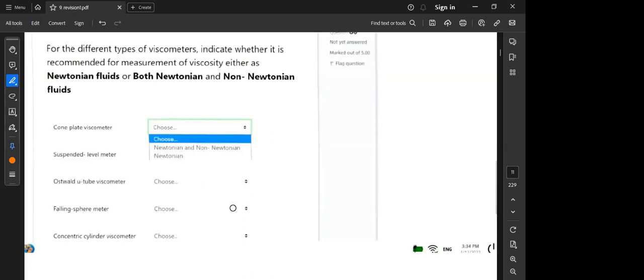For the different types of viscometers, indicate whether it's recommended for measurement of viscosity of Newtonian fluids or both Newtonian and non-Newtonian fluids. So what are Newtonian fluids?